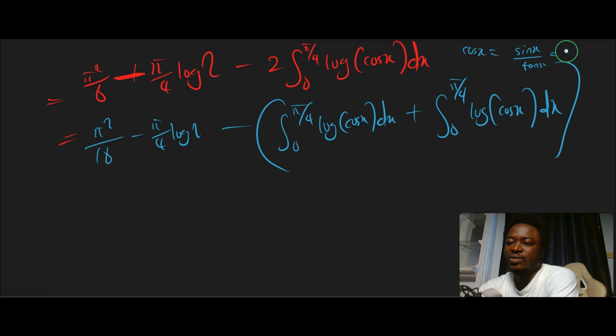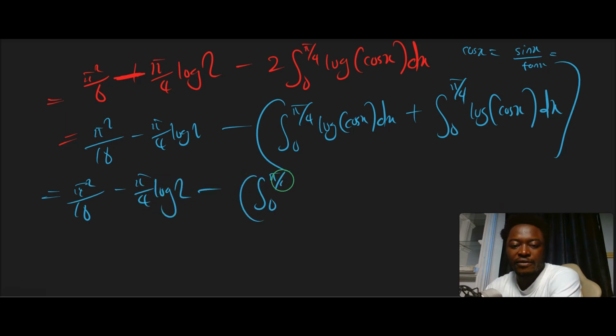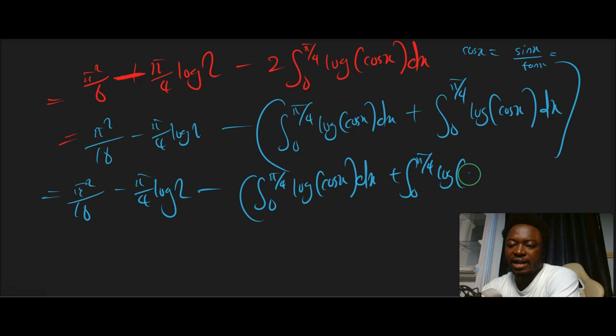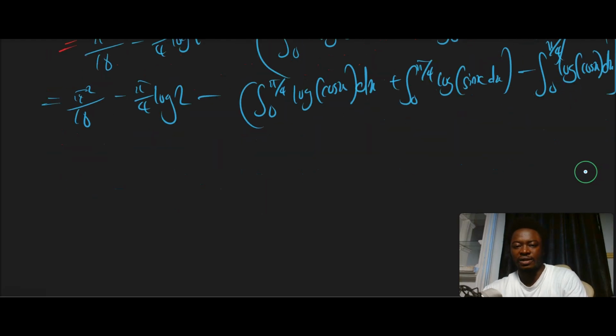And if you do that, because this is sine over cosine, so yes, you could write it. In that case, this is going to be pi squared over 16 minus pi over 4 log 2. So you write this as the integral from 0 to pi over 4 of the logarithm of cosine of x dx. Then this will be plus the integral from 0 to pi over 4 of the logarithm of sine of x dx. Then you have to subtract from this the integral from 0 to pi over 4 of the logarithm of cosine of x dx.